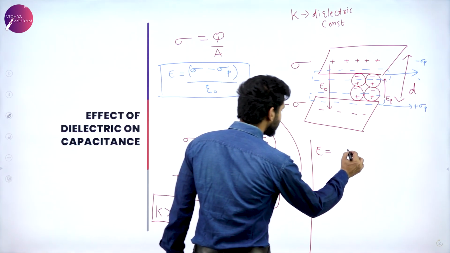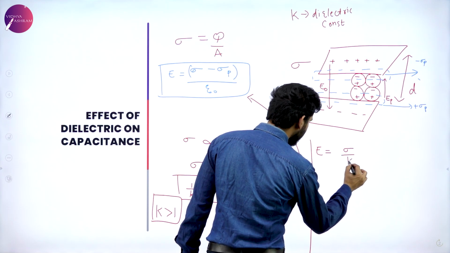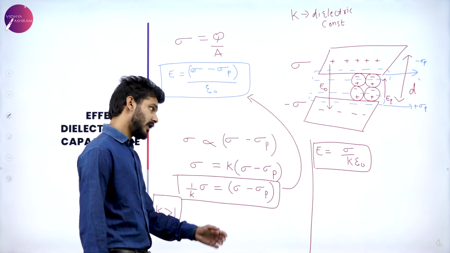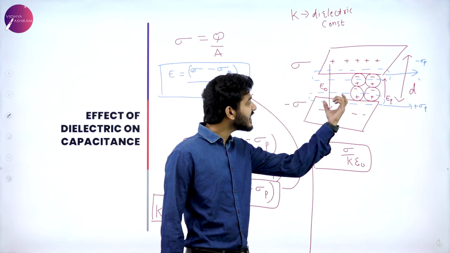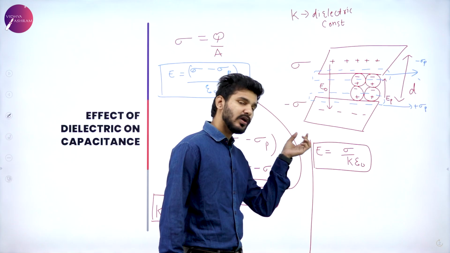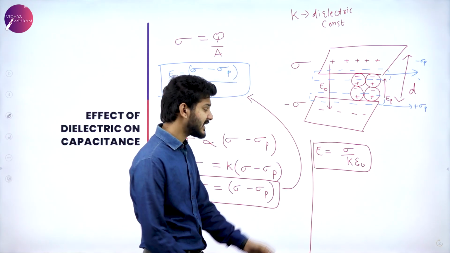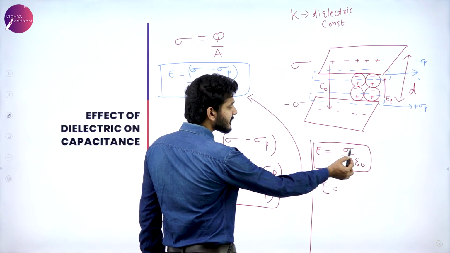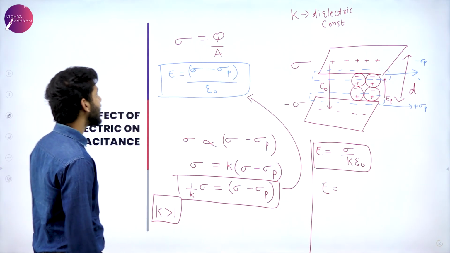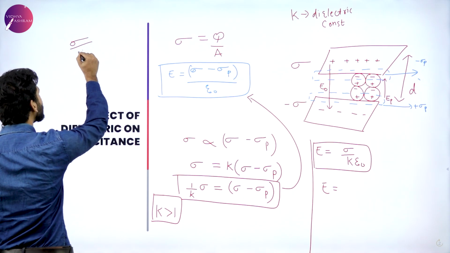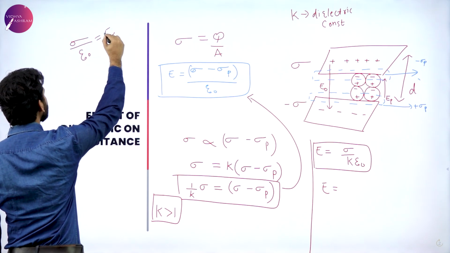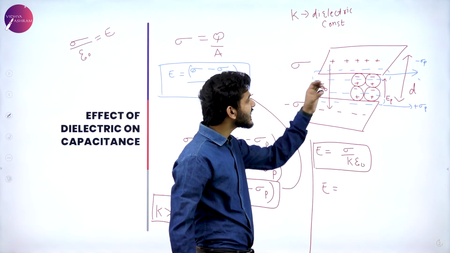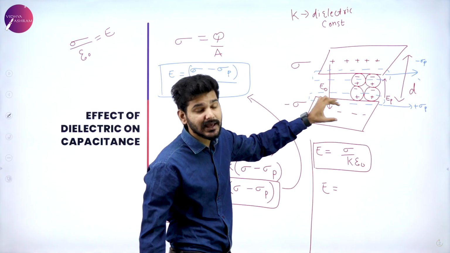So I'm going to write sigma by K epsilon naught is equal to E. Now this is not done. To find the net electric field, we use one more thing in this relation that states that this particular electric field is equal to sigma by epsilon naught. We already know that sigma by epsilon naught is nothing but E. And here, that particular sigma by epsilon naught is the electric field between the two parallel plate capacitors.